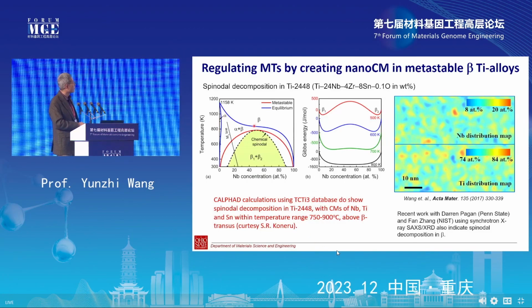We do find a metastable miscibility gap. And then from the atom probe data, you can also find this concentration modulation created by that kind of phase separation by spinodal decomposition.